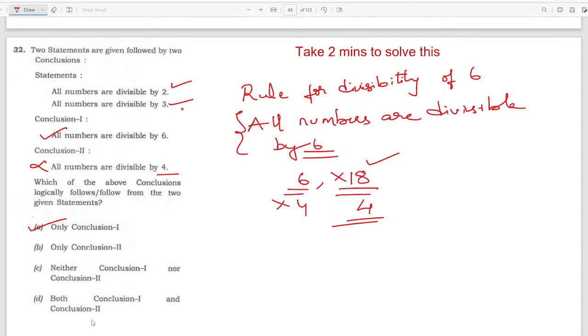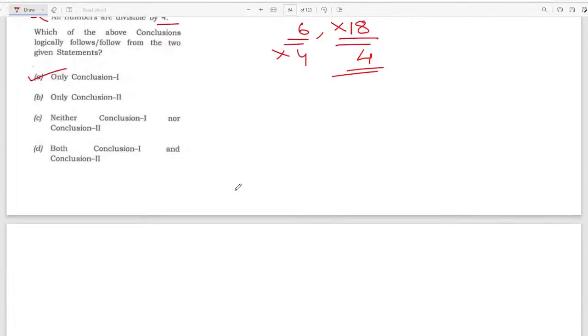I hope this is clear. If you have any doubts, please ask, or else we'll move to the next question. We'll move to the next question then.